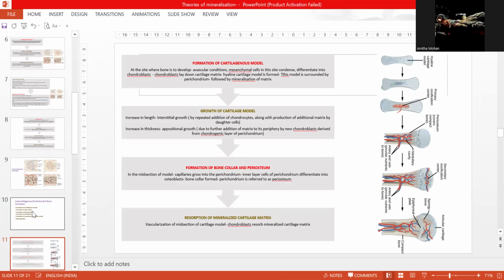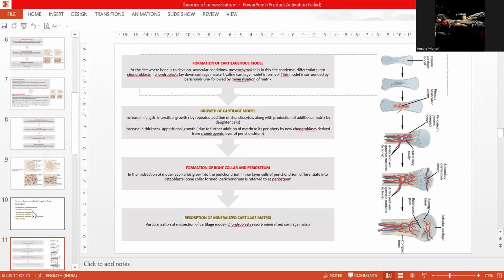So at the site where the bone is to develop, under avascular conditions, the mesenchymal cells in this site will condense and get differentiated into chondroblasts. The chondroblasts will lay down the cartilage matrix. In this manner, a hyaline cartilage model gets formed. Now, this model is surrounded by the perichondrium, followed by the mineralization of the matrix.